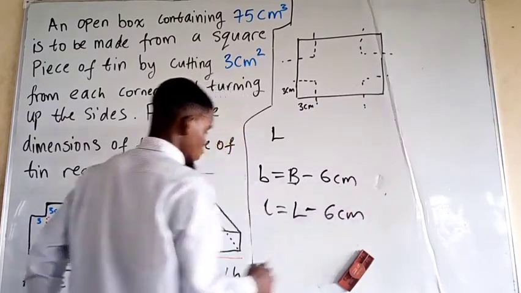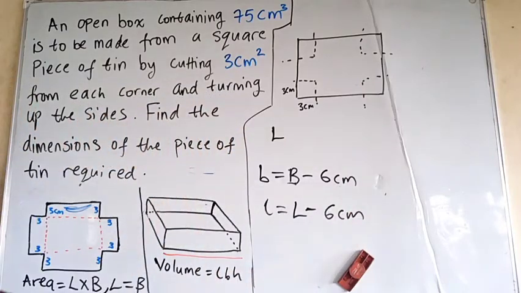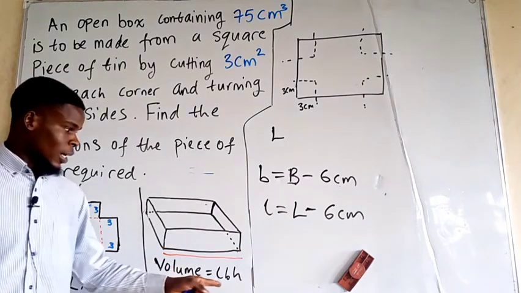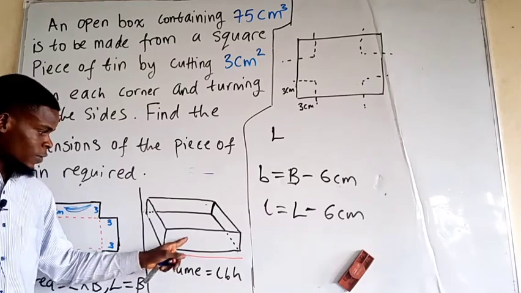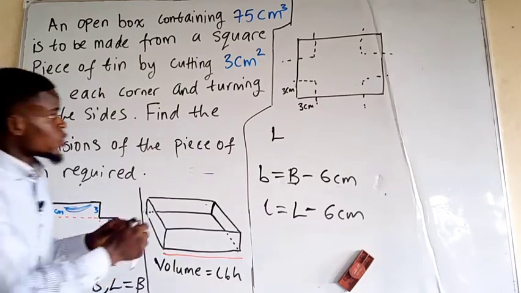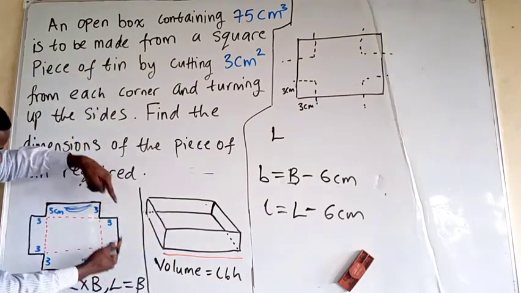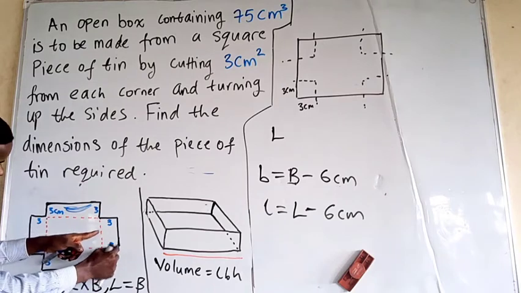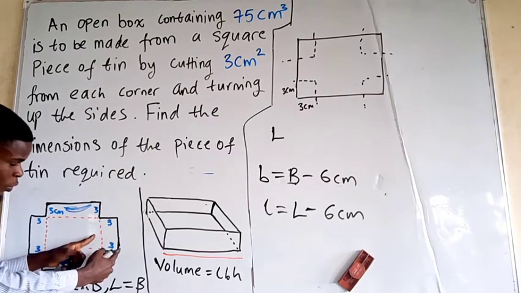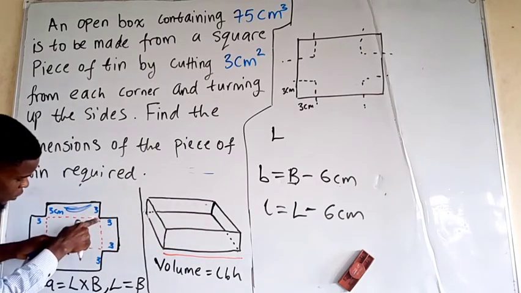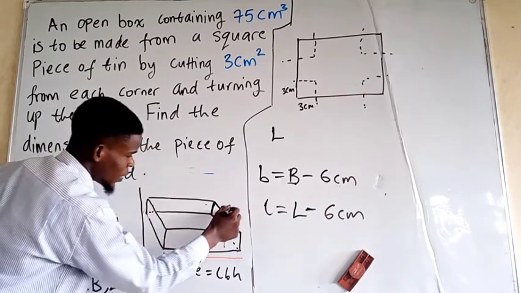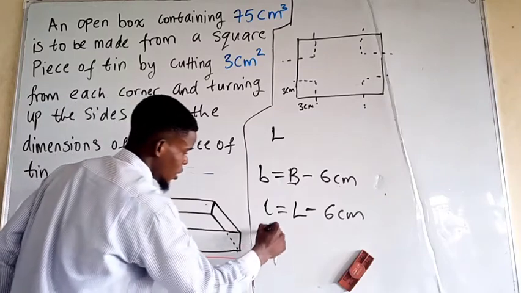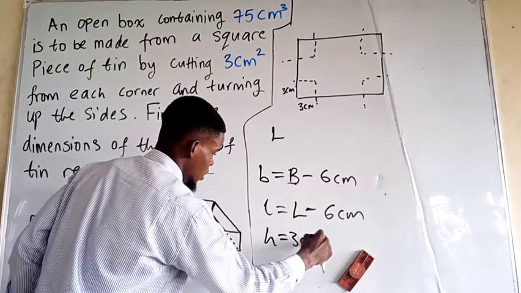Okay, so that gives you the little l and the little b. Now, how about the height of this volume? You know that when you turn this thing up, it is this part that you turned up that is going to become the height. So the height is actually the 3 centimeters that was measured before turning it up. So the height over here is going to be 3. So the little h is 3 centimeters.